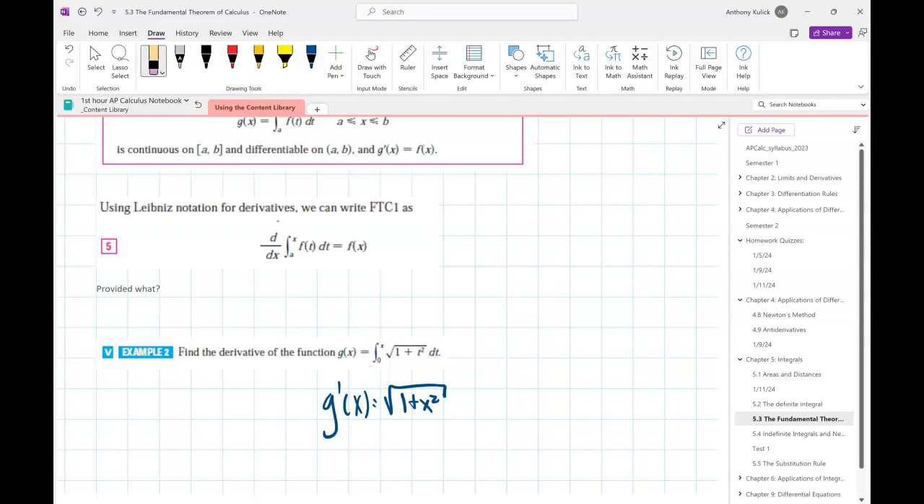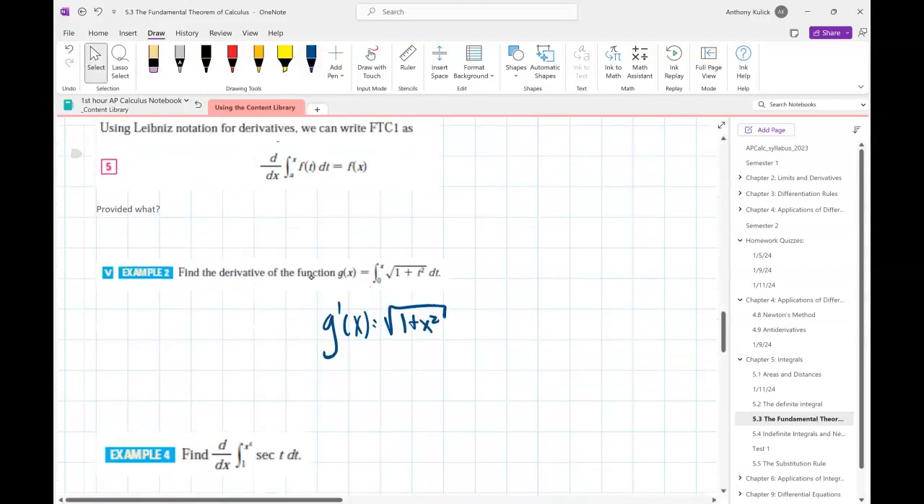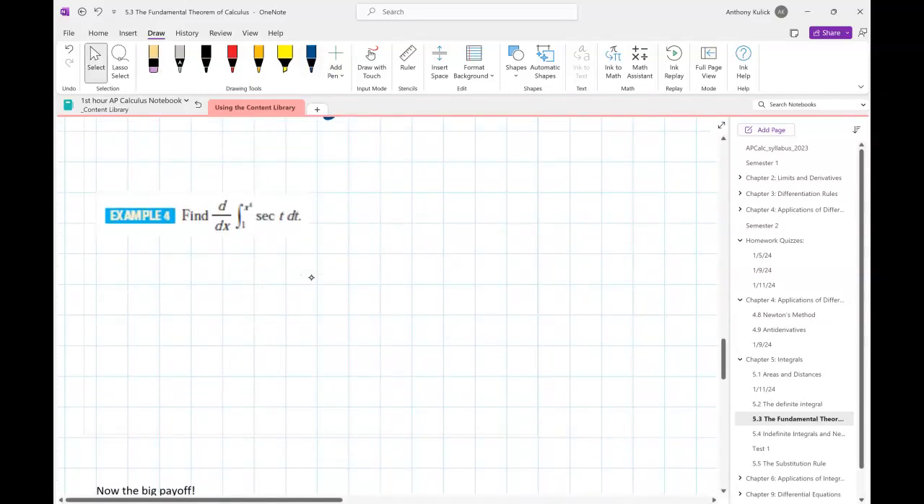Mr. Kulik, that seems really too easy. Well, that's the idea with the fundamental theorem of calculus, is that derivatives cancel out integrals, and integrals cancel out derivatives. But there's one thing we have to be a little bit careful on. What if this isn't just x, but a function in terms of x? So what if we have, say this one, the derivative of the integral from 1 to x to the 4th of secant of t dt.